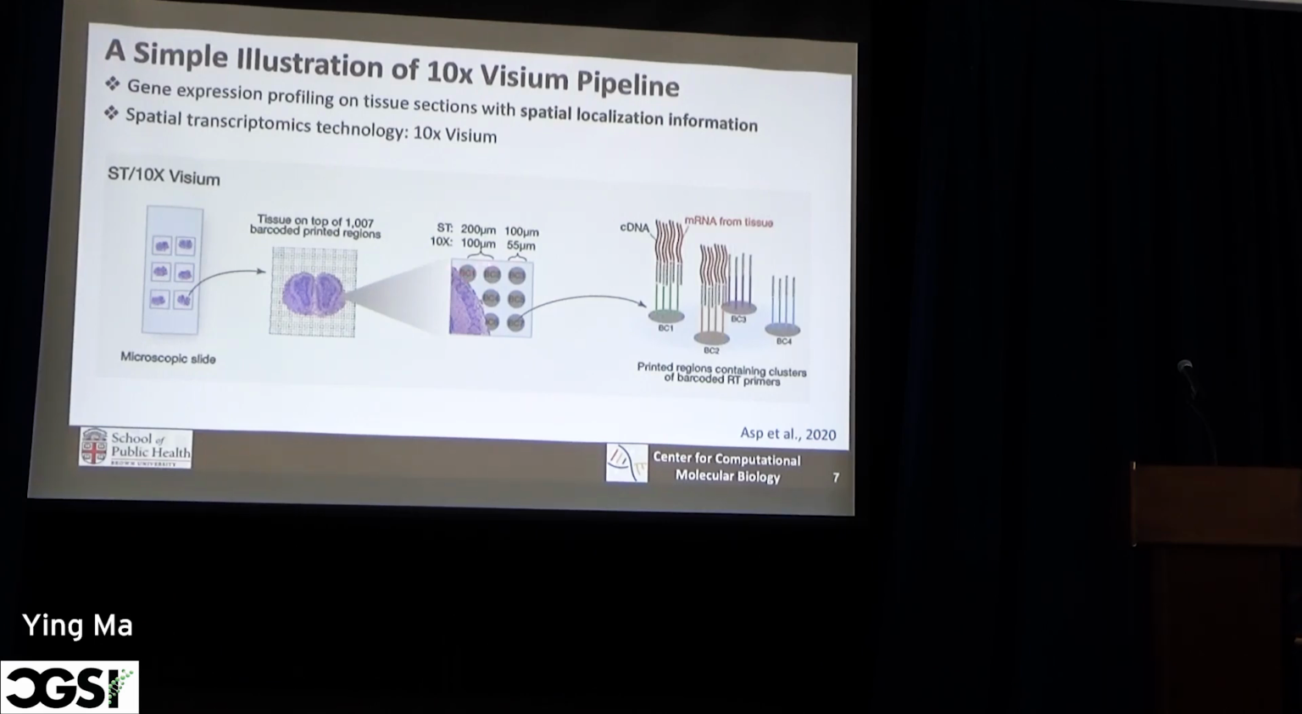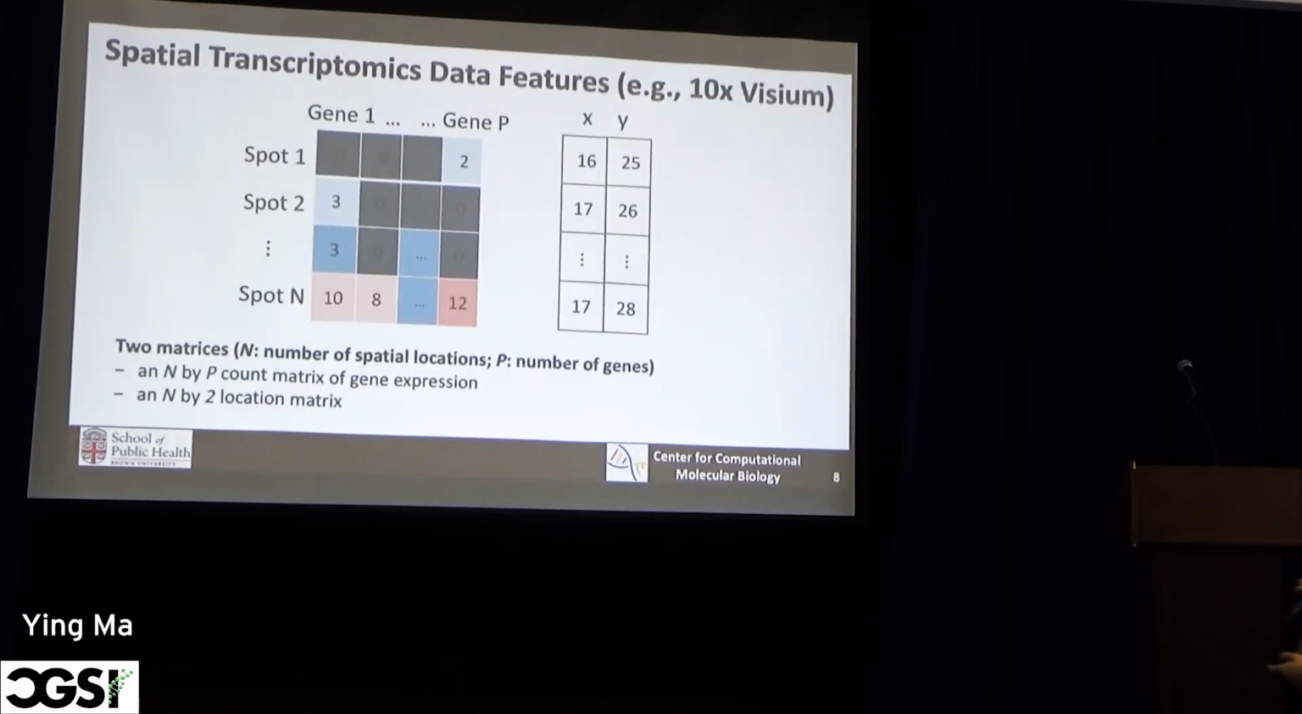And for this spatial location, you can see that the diameter is 55 micrometers, which is much larger than a cell size. So that's why this technology can only give you the measurement across a bunch of cells instead of single cell resolution. Finally, you will get the gene expression data in these 2 data matrices. The first one is the gene expression data, a matrix that measures the gene expression across all the genes for each spatial location. We call it a spot here.